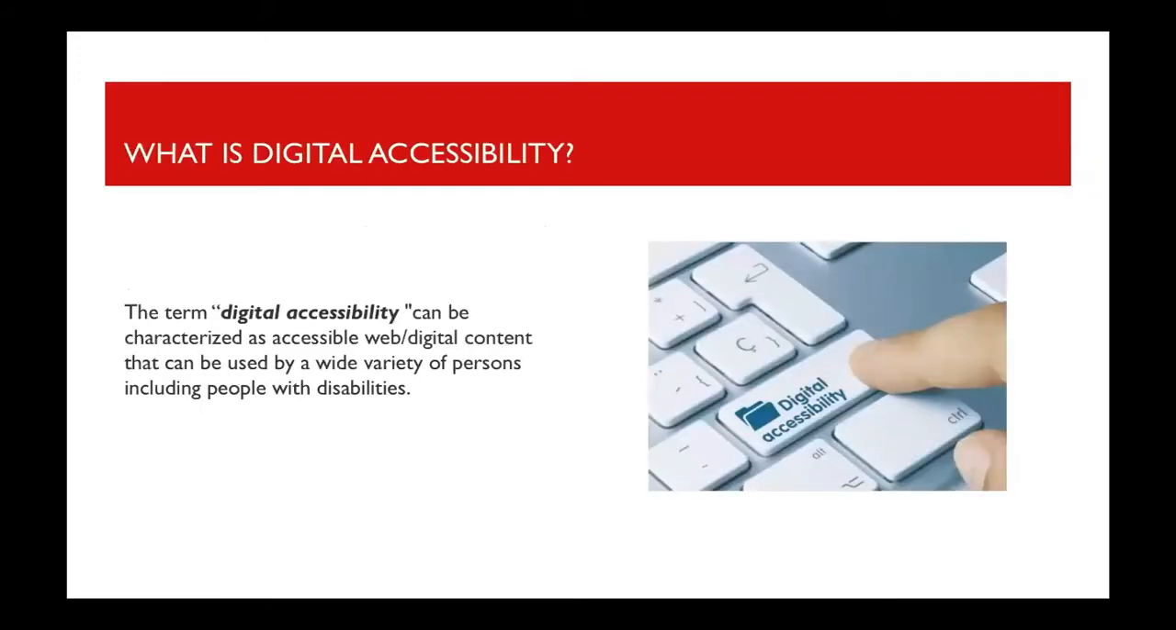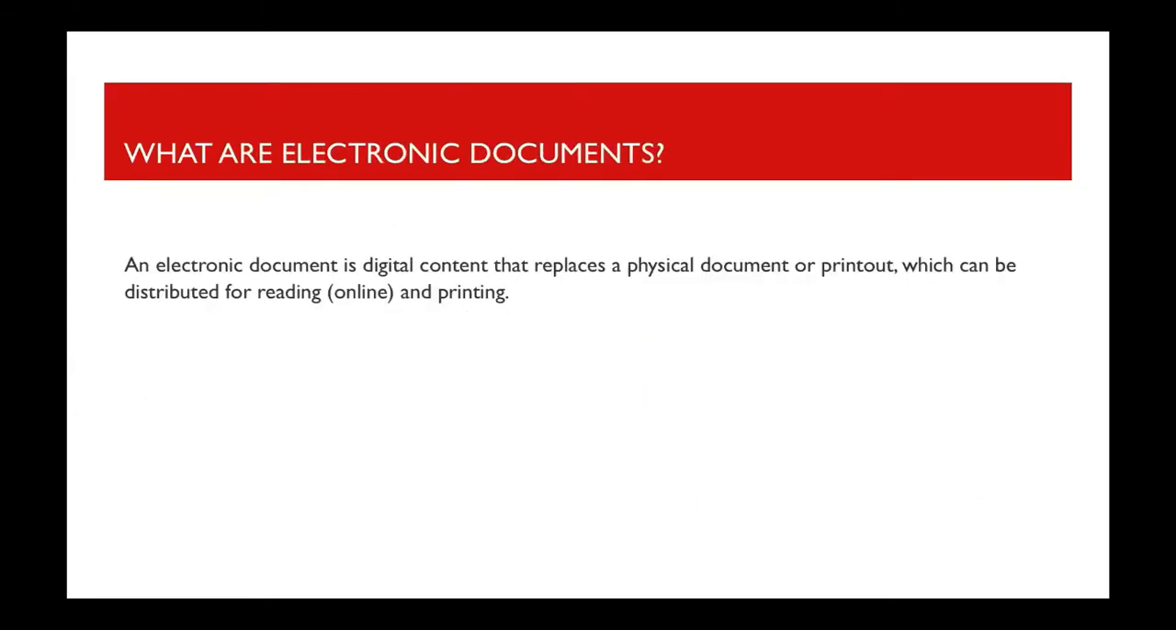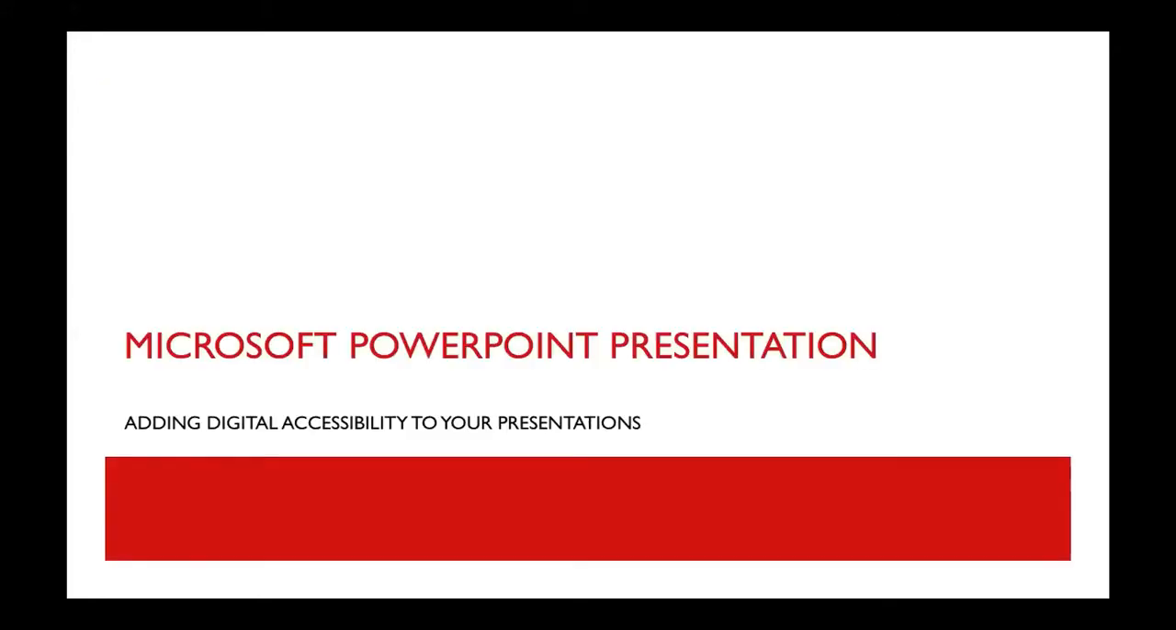So what is digital accessibility? Just a short recap from our last workshop, the term digital accessibility can be characterized as accessible web digital content that can be used by a wide variety of persons, including people with disabilities. So what are electronic documents? An electronic document is digital content that replaces a physical document or printout, which can be distributed for reading online and printing. So a Microsoft PowerPoint presentation is an electronic document.